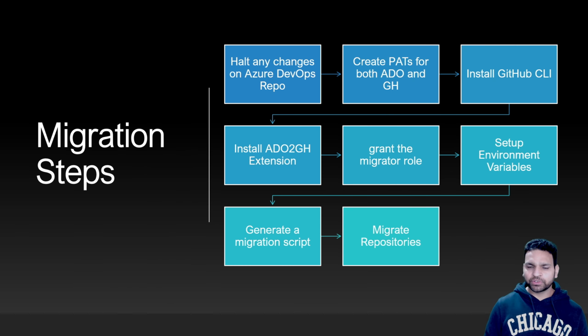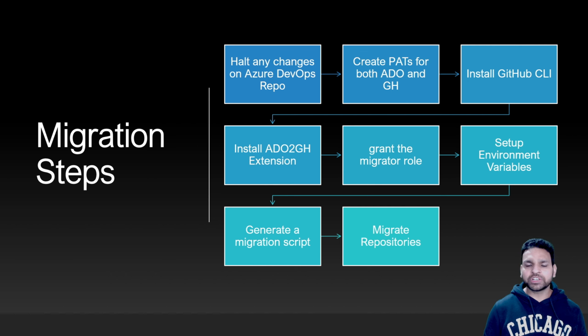On this slide, you can see the different migration steps. First of all, you have to halt any changes on the Azure DevOps repository. The reason is that this extension doesn't support delta changes, and the migration happens only for a specific point in time, and the deltas will not be migrated.